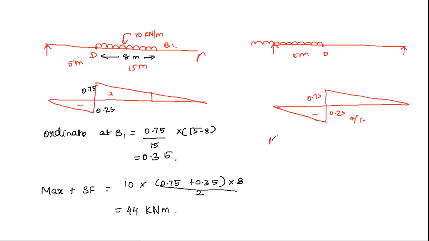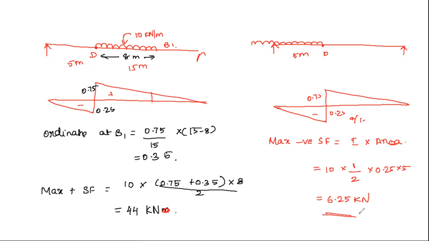So the maximum negative shear force is equal to intensity of load into area of ILD under the load, which is 10 into, as it is a triangle, half into 0.25 into 5, intensity 0.25 and length is 5. So total is 6.25 kilonewton. So this unit is kilonewton. So maximum positive shear force is 44 kilonewton and maximum negative shear force is 6.25 kilonewton. Let's see some more problems in the regular class. Thank you.